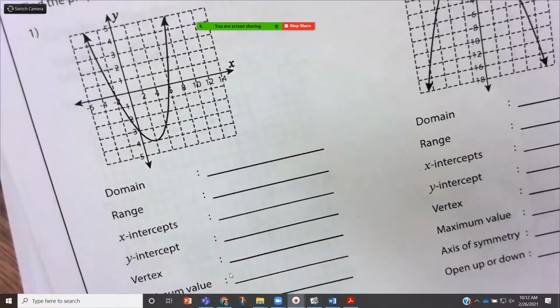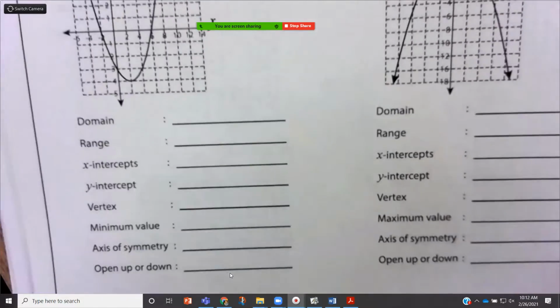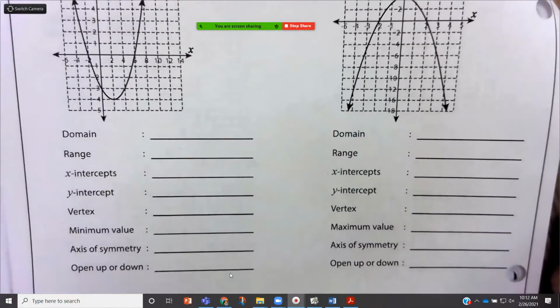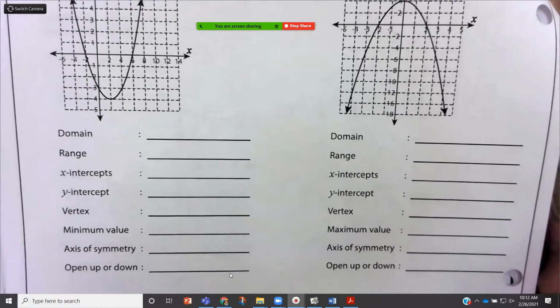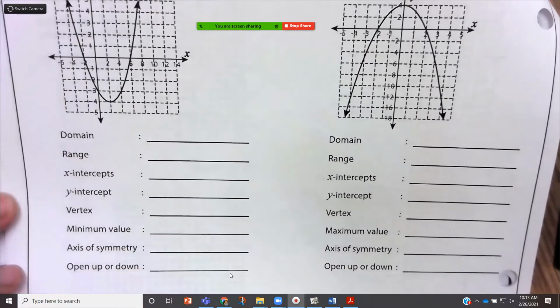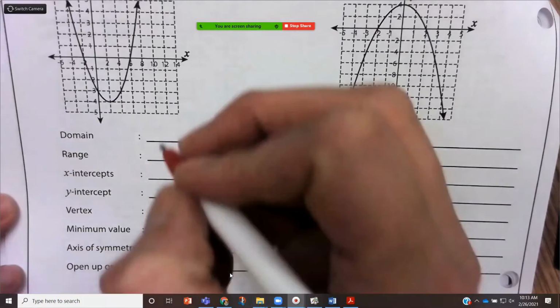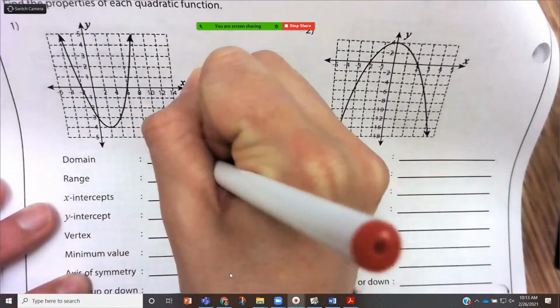Alright, so if we look at properties of quadratics, I just want to go through at least one example with you to talk about those key properties. So yesterday we said that the parabola or quadratic always has a domain of all reals. Fantastic.